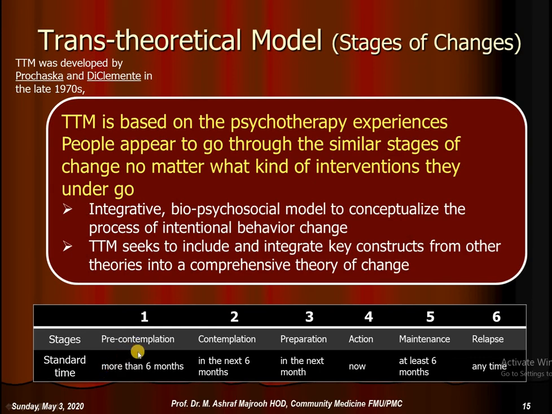In the pre-contemplation phase, the non-readiness phase, the person will not be ready for the desired action in the next 6 months. In the contemplation stage, the person is ready in the next 6 months. In preparation, the person is ready within 1 month. Then the action is on its way, and the maintenance phase may last for 6 months, and relapse can happen at any time.